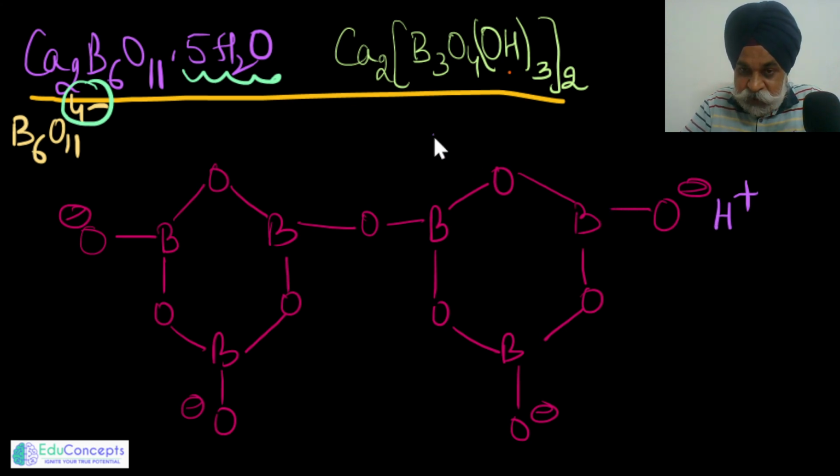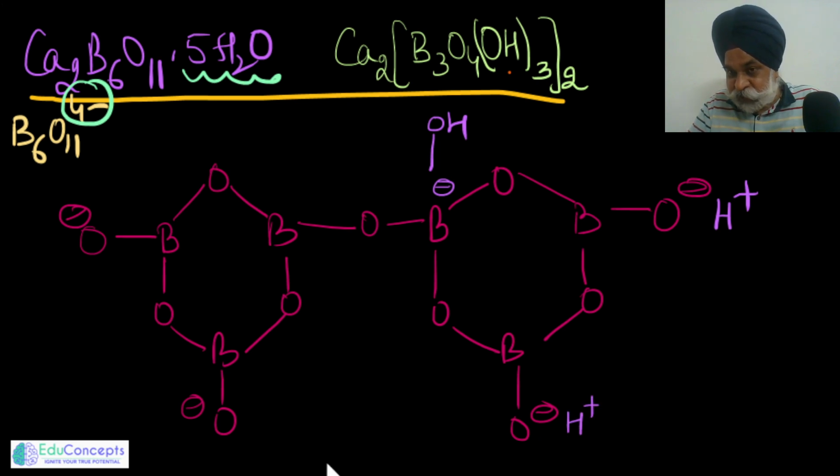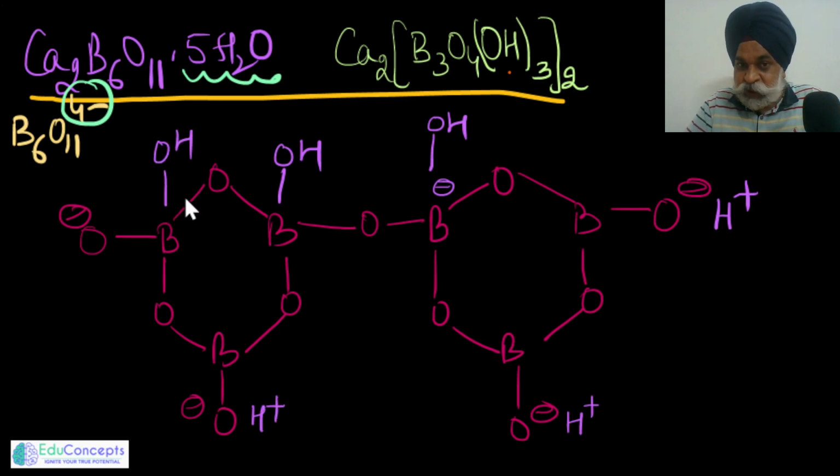So I would place one OH here, so that this would become negative. Is it okay? Then again I will place one H positive here, one H positive here, and one OH negative here. Is it okay? And then again one H positive here and one OH here. So in totality, how many water molecules did I consume? I have already consumed 3 water molecules.